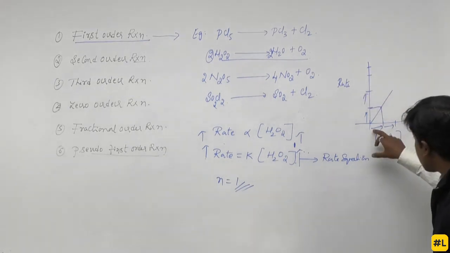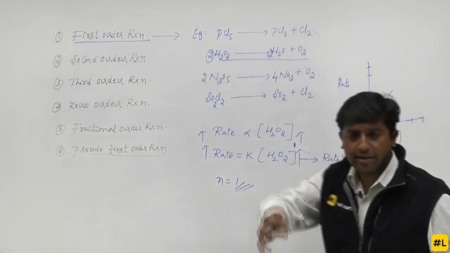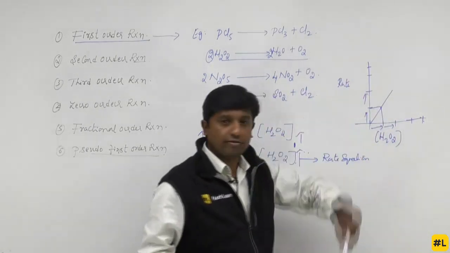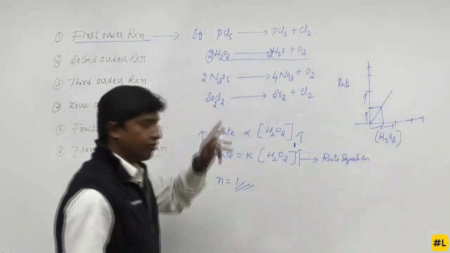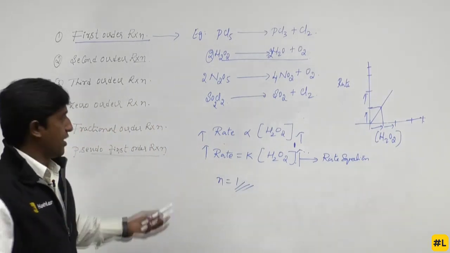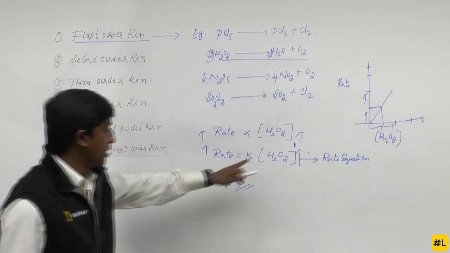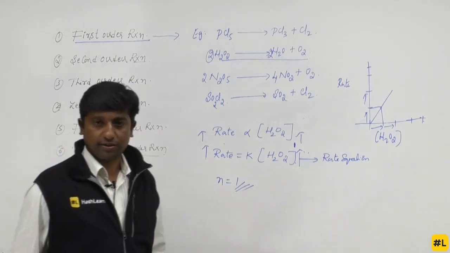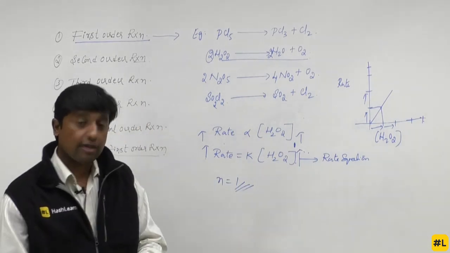So, with every increase in the concentration of hydrogen peroxide by 1 unit, the rate is increasing by 1 unit. Hence, I say that the order of the reaction is 1. So, a first order reaction is the one whose order is 1, a simple definition.